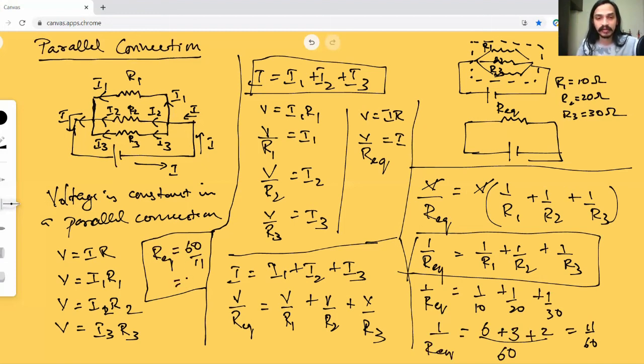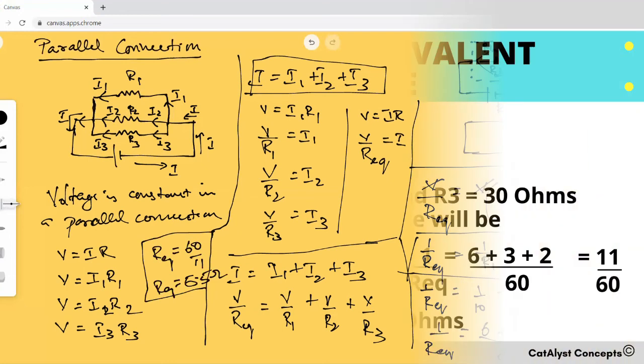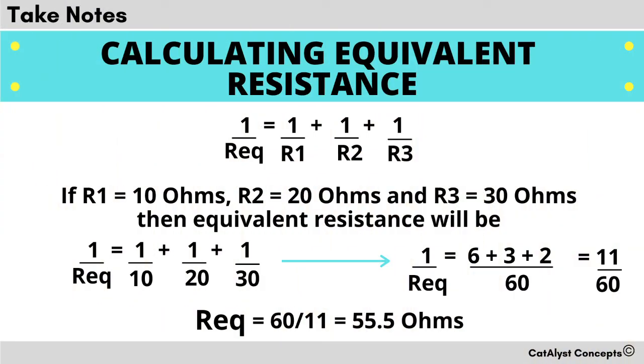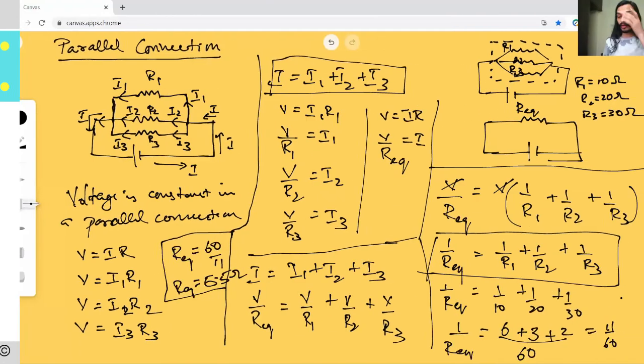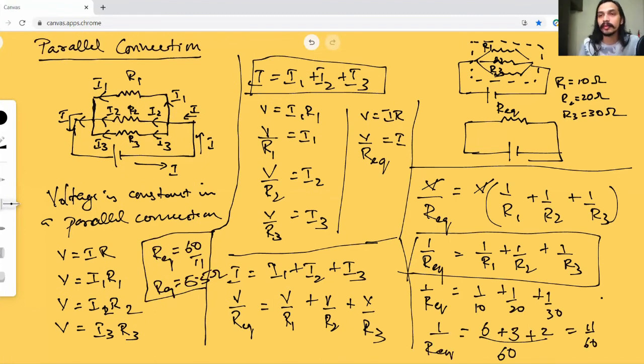You will get 11 fives are 55, so 5.5 ohms, roughly like that. Over here the answer should be in ohm since it's resistance. All right, so this is all about parallel connections and how to find the equivalent resistance in a parallel circuit.